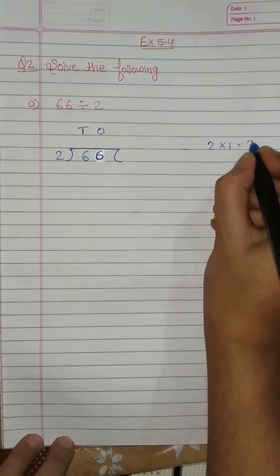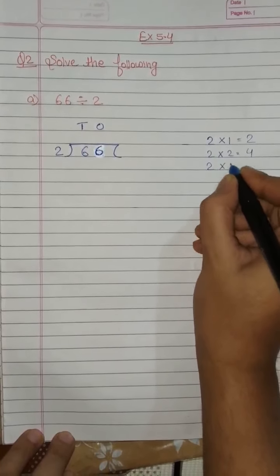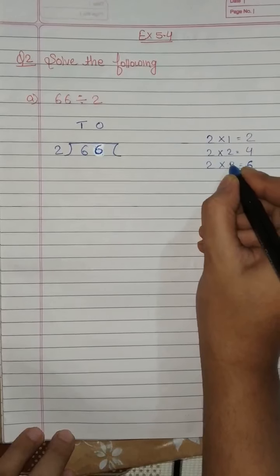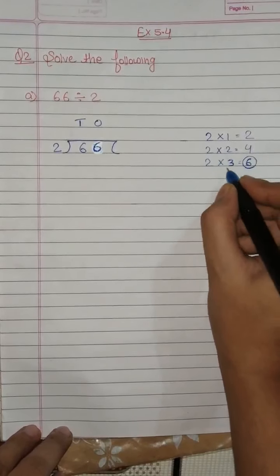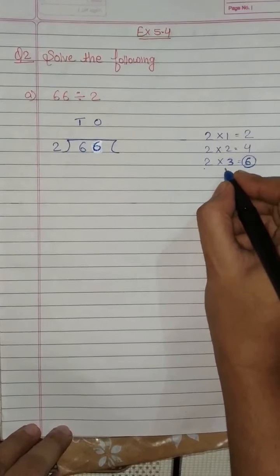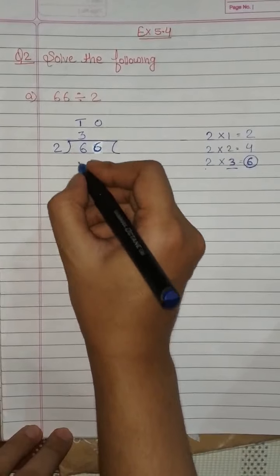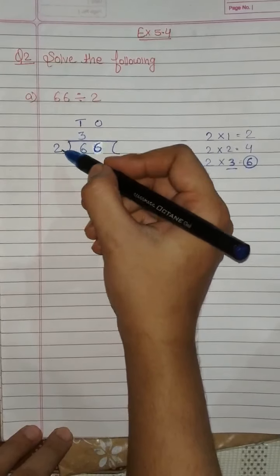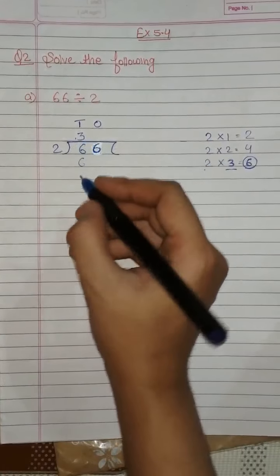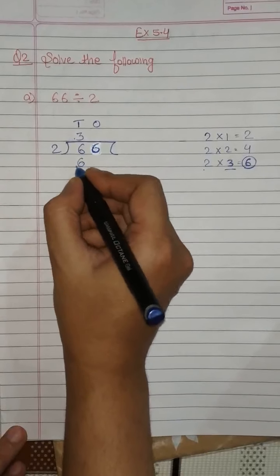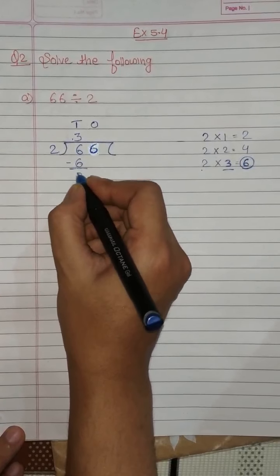2 ones are 2, 2 twos are 4, 2 threes are 6. So here you can see 6 occurs in the table of 2, means in the table of divisor. How many times is it occurring? 3 times. So we'll write 3 in tens place and we'll write 6 over here. Every time we have to multiply divisor by the quotient. So 2 multiplied by 3 is equal to 6. So we'll write 6 over here and we'll subtract now, 6 minus 6 is 0.